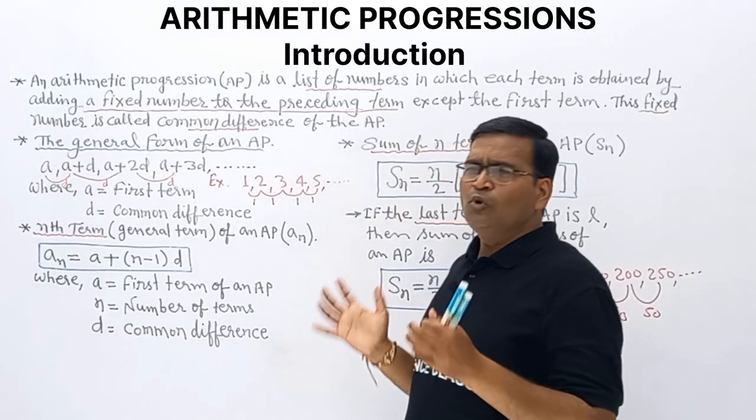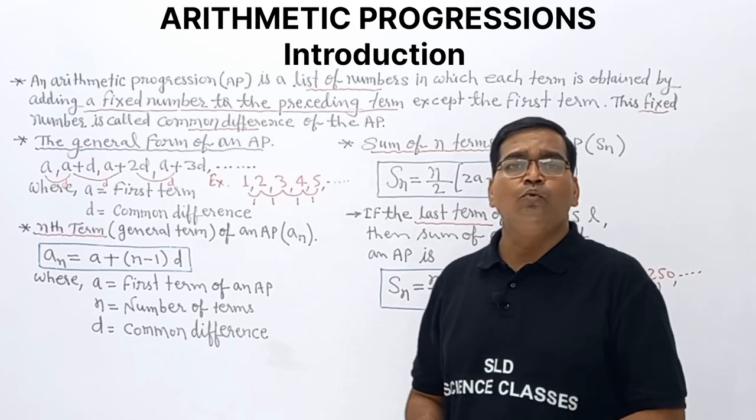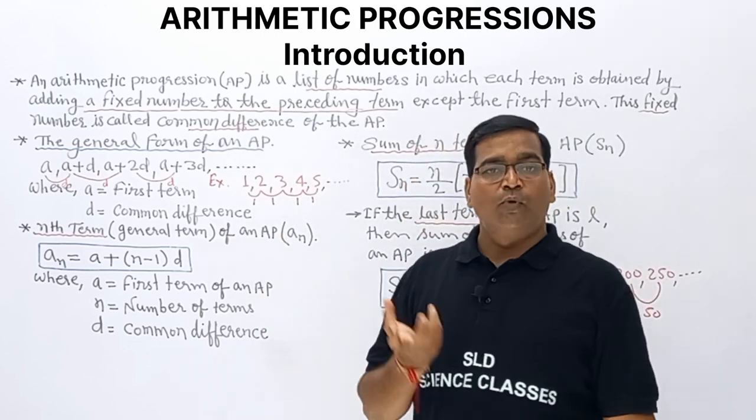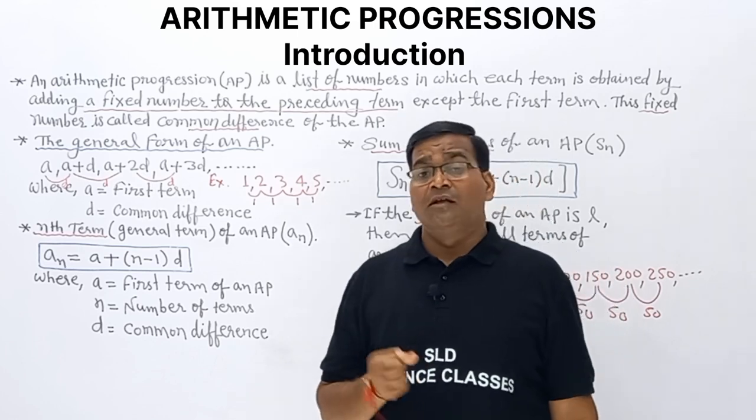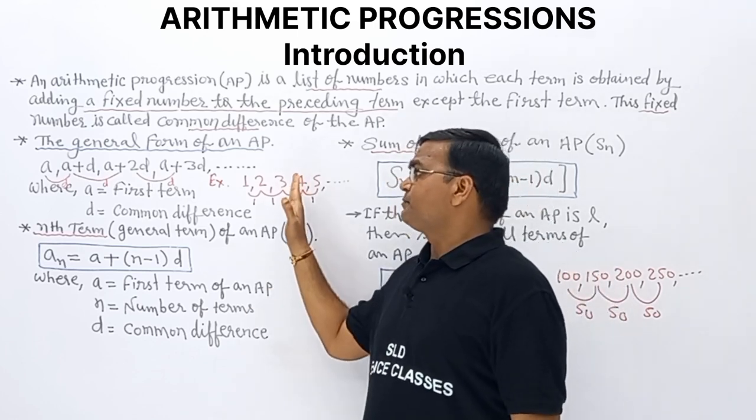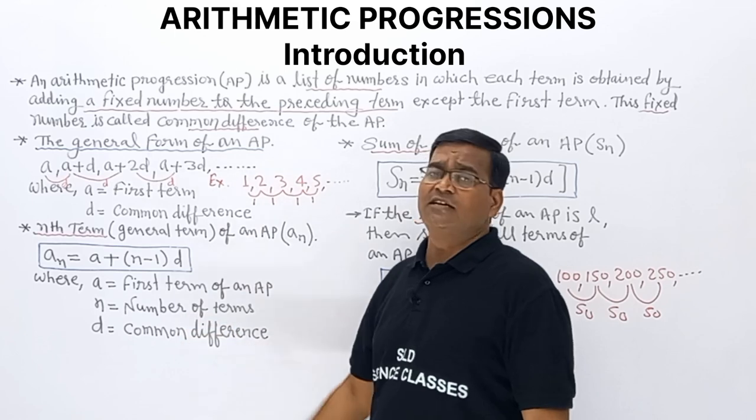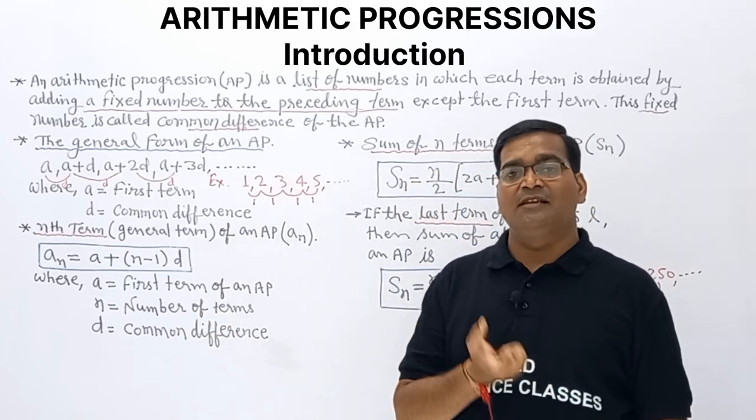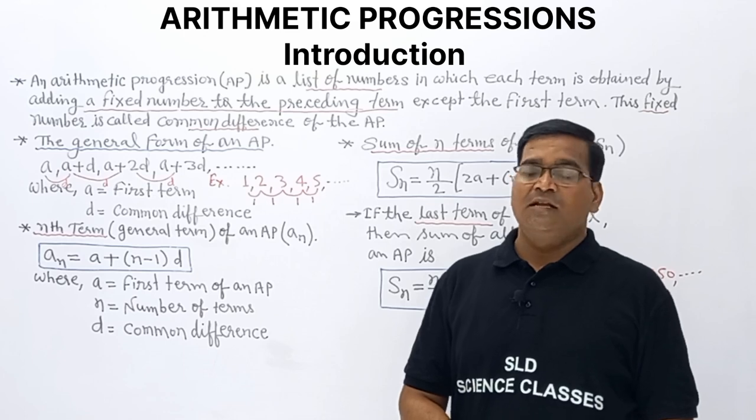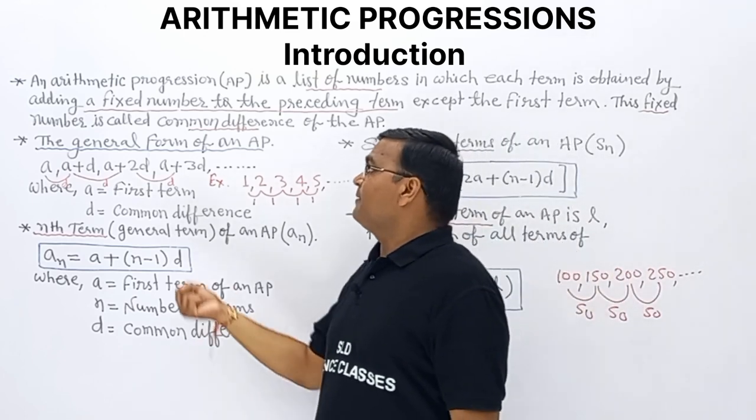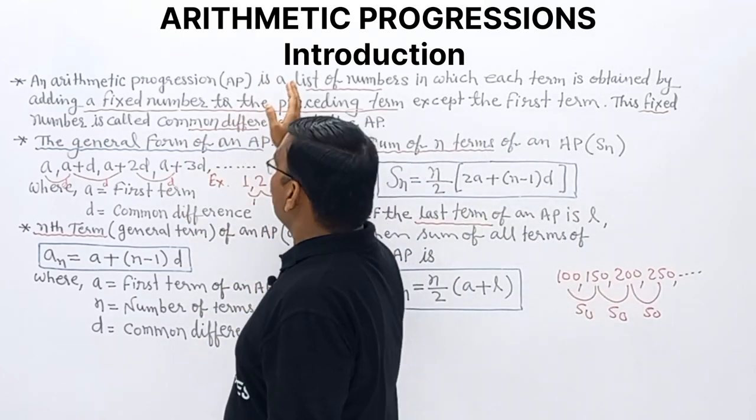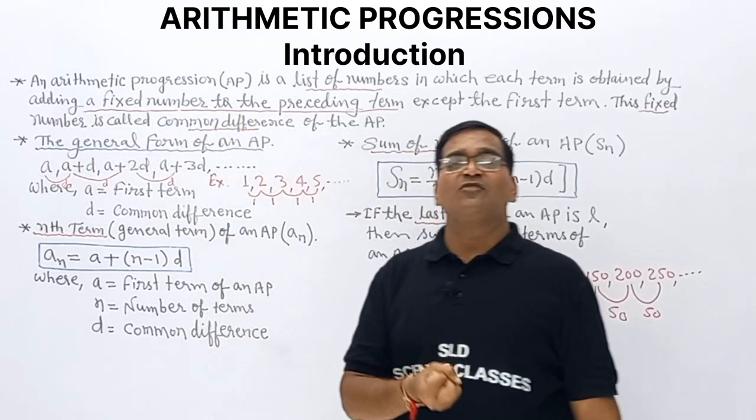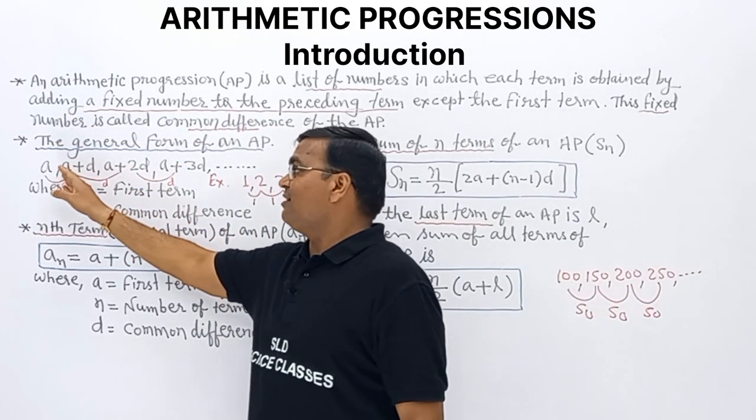Once we know these things, then we can easily do the exercise questions. Again I am revising for 1 to 2 minutes. Observe what we studied in this class. We studied the basics of arithmetic progressions. It is a sequence, a list of numbers, in which we add a fixed number to the preceding number.